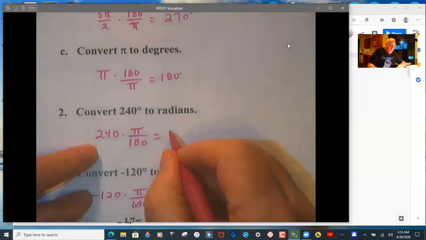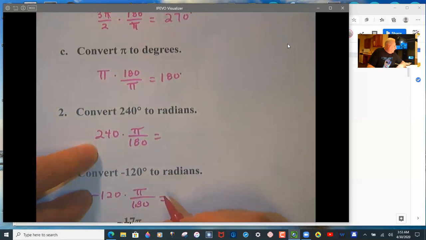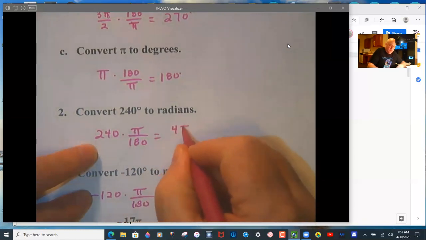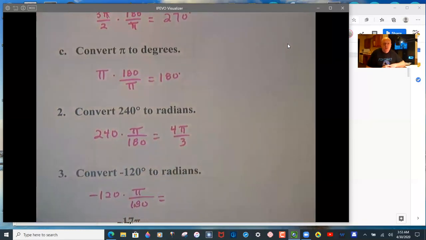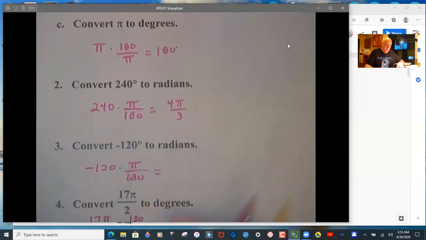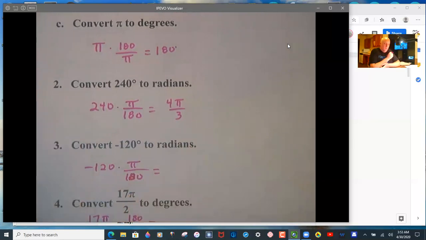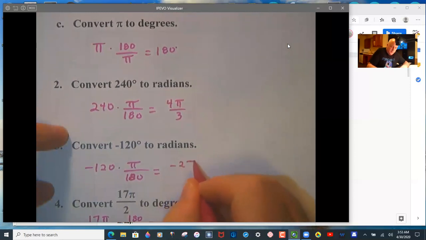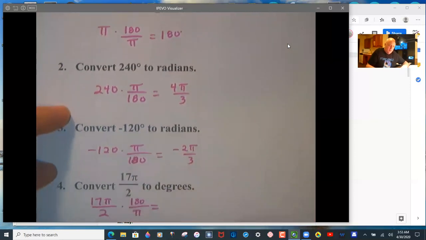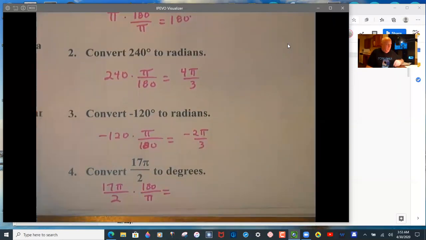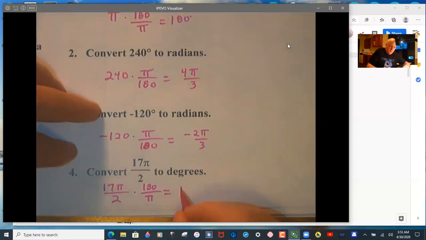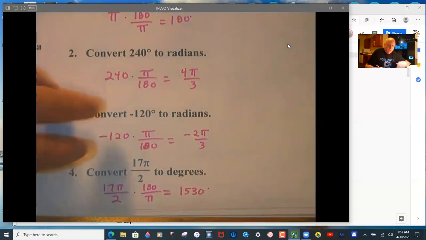So this is going to be 4/3 when you reduce it. So it's 4 pi over 3. Remember to leave the pi out of the calculation. So negative 120 over 180 is negative 2/3. So you just put the pi in again in the numerator. And 17 times 180 over 2 is 1,530 degrees.